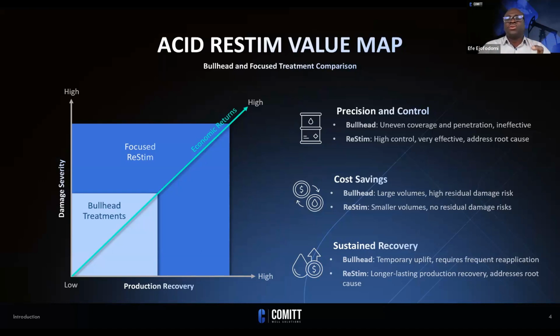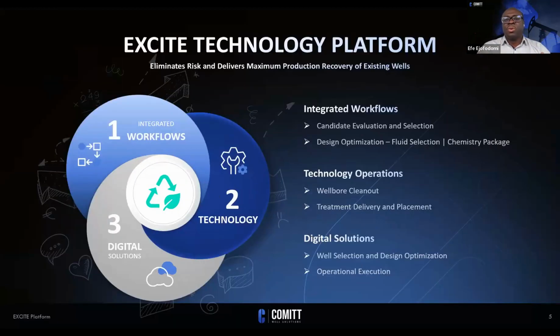But the main point I want to highlight here is, regardless of which approach we use to boost the recovery from existing assets, it is extremely important to first identify the right well, the makeup of that well, its profile, and then match that with the right technology or approach required to achieve that ultimate goal. And that's really what we've put together over the past 6-7 years with our Excite technology platform, which is specifically designed to eliminate operational risk and maximize the production recoveries from existing wellbores.